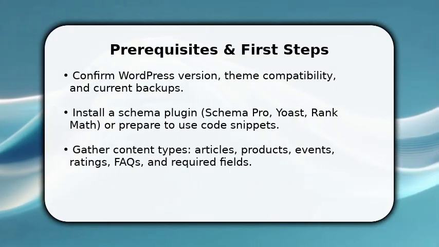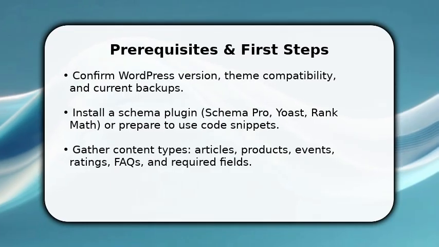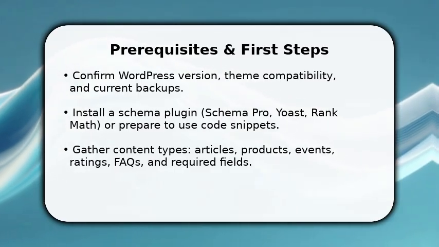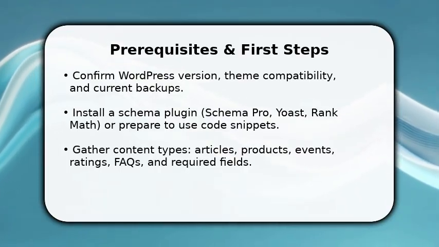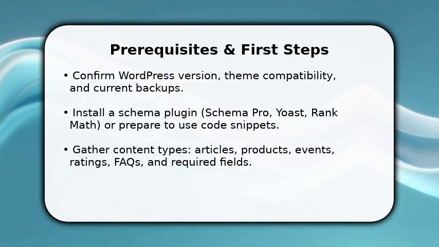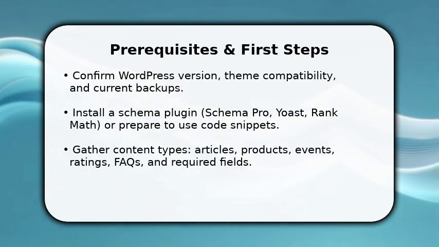You'll start by ensuring your site is backed up and running the latest WordPress and theme updates, because schema changes must sit on a stable base. Once done, install a dedicated schema plugin or enable a child theme for snippets. This gives you safe control.